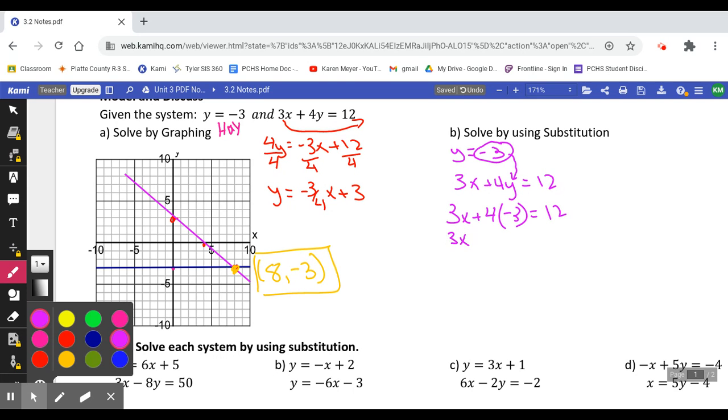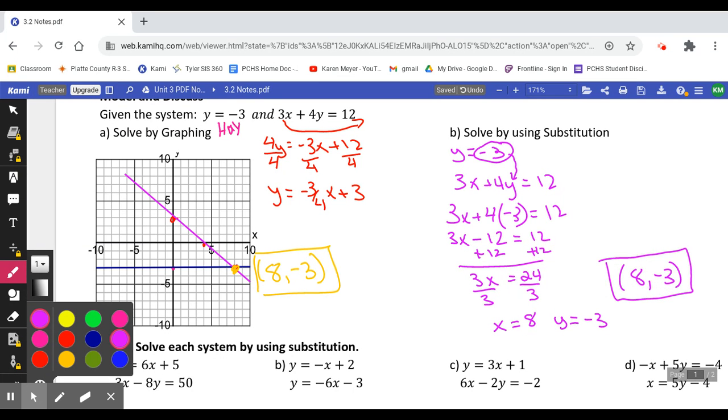So do your multiplication. 4 times -3 is -12. Add your 12 over. So 3x equals 24. Divide by 3, so x equals 8. And then they already tell me the answer for y. They tell me that y equals -3. So I also have the ordered pair 8, -3. So solve by graphing and solve using substitution will give you the exact same answer.